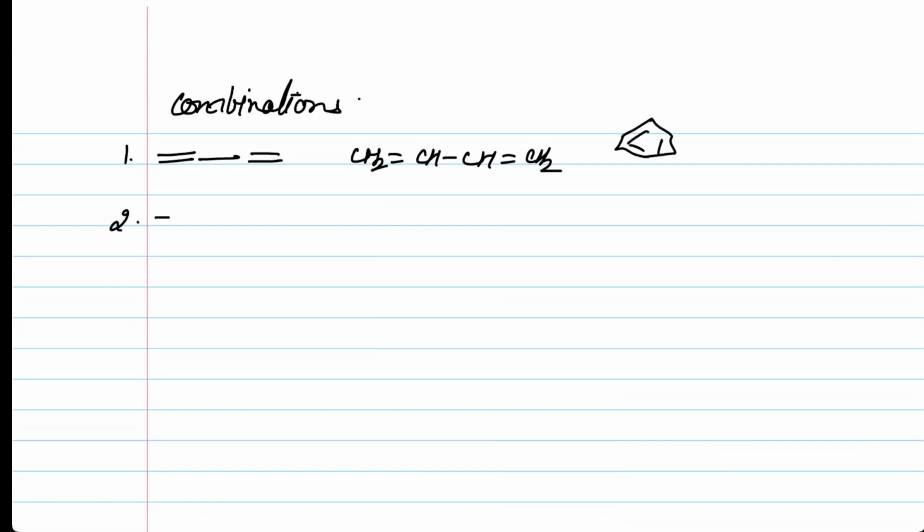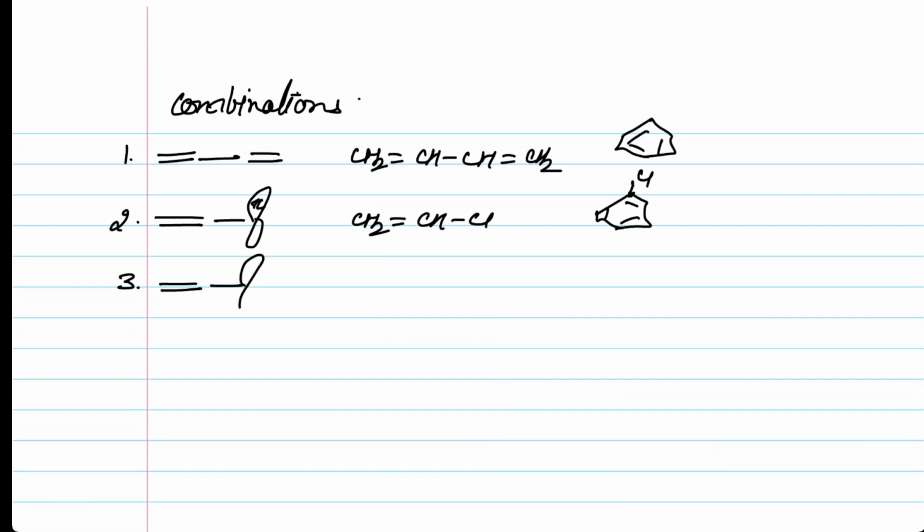Then we could have the pi bond, single bond with a lone pair. That is, we have alternate pi bond and the lone pair. The lone pair provides us the electron and the pi bond gives us the emptiness. So the example could be CH2 double bond CH, single bond Cl, and there could be something like benzene ring having chlorine attached to it. Chlorobenzene satisfies this condition. The third condition could be the pi bond, single bond, and the empty orbital.